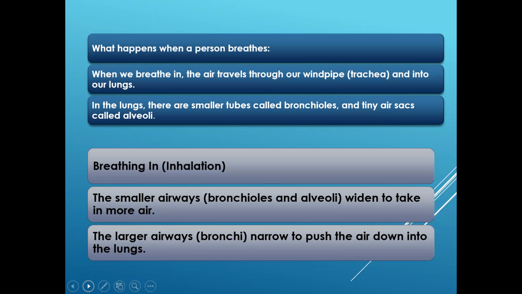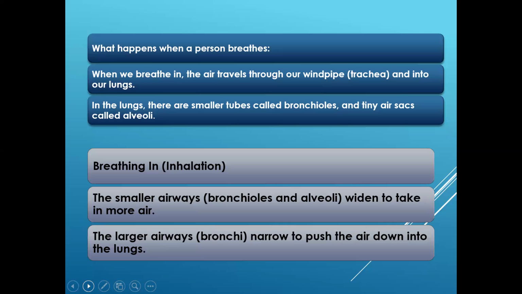So when we breathe in, also known as inhalation, the smaller airways known as the bronchioles and the alveoli widen to take in more air. However, the larger airways known as the bronchi narrow to push down the air into the lungs. So that's what happens when there's that expansion and contraction.